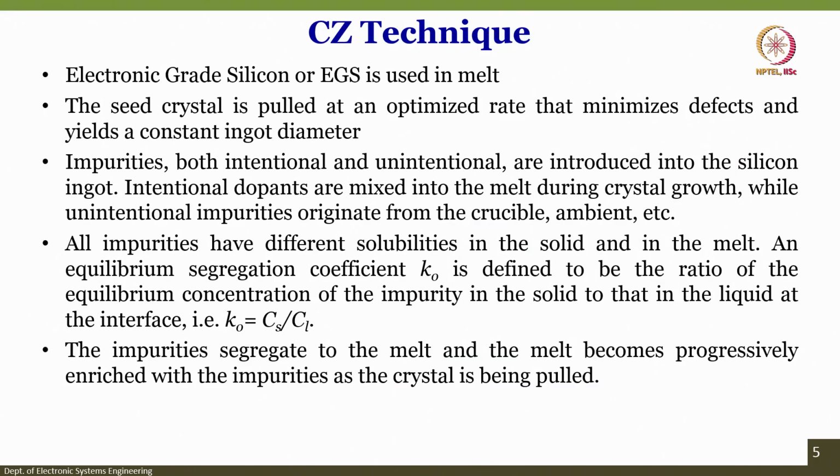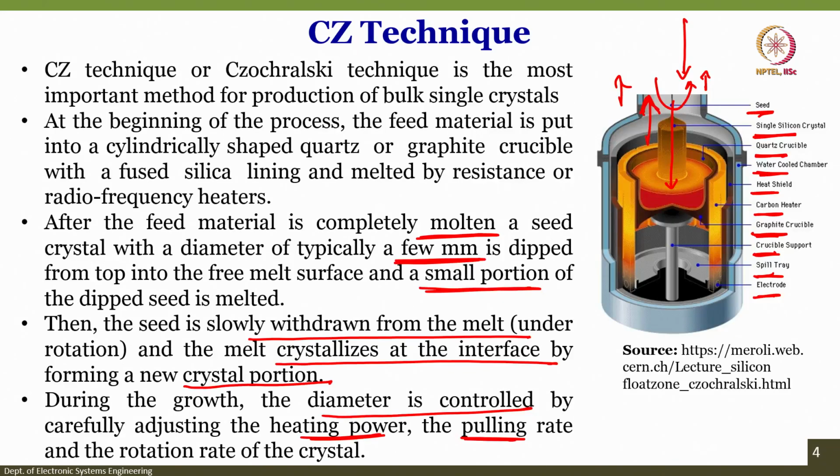So, the CZ technique is used for electronic grade silicon, and the seed crystal is pulled at an optimized rate. Let us understand it a little bit slowly. The seed crystal is placed here. Once this molten region is there, it is pulled in this direction like this, from the hot side to the cold side. When it is pulled, it is also rotated like this. Depending on the pulling rate and the rotation rate, you can change the diameter of the crystal, or the wafer.